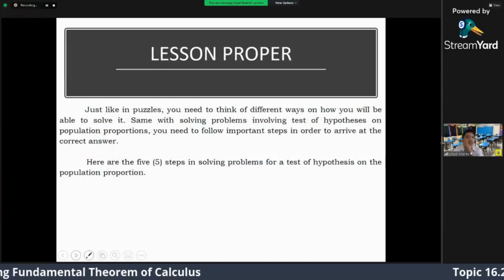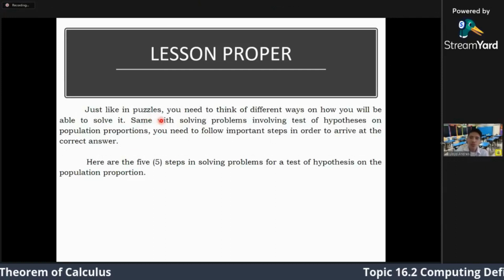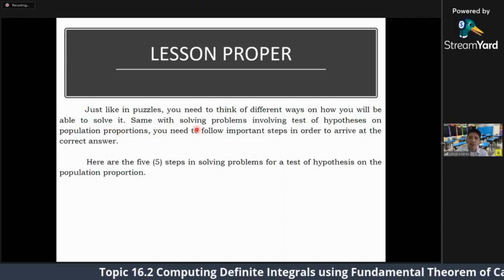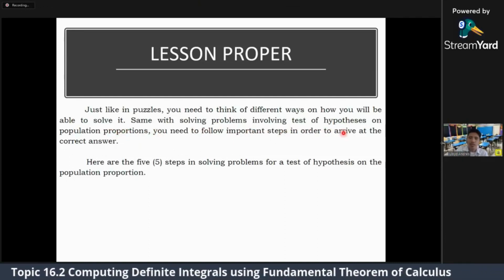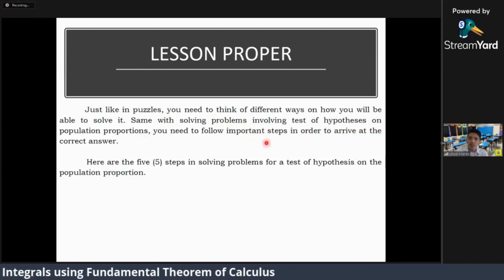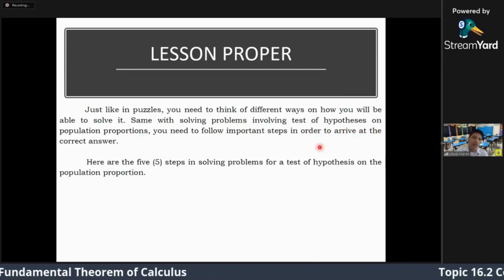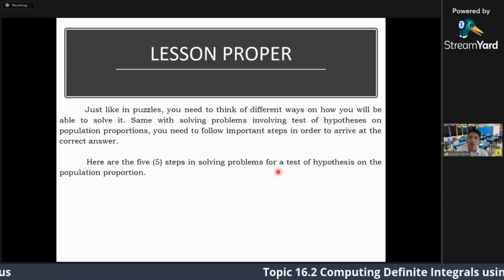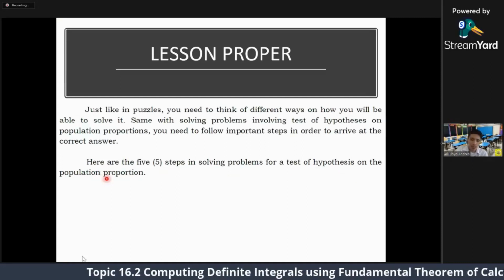Just like in puzzles, you need to think of different ways on how you will be able to solve it. Same with solving problems involving tests of hypothesis on population proportions. You need to follow important steps in order to arrive at the correct answer. So here are the 5 steps in solving for a test of hypothesis on the population proportion.